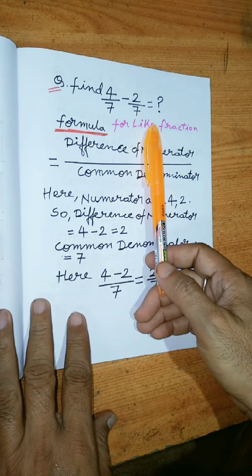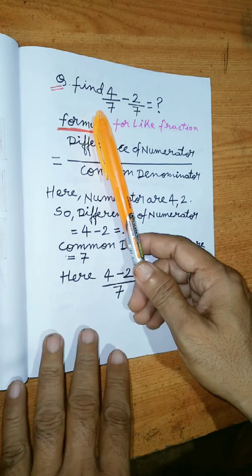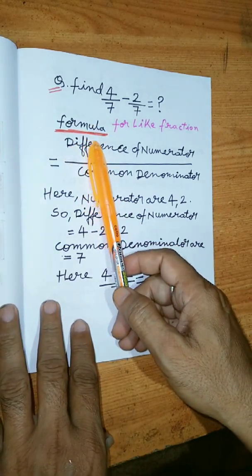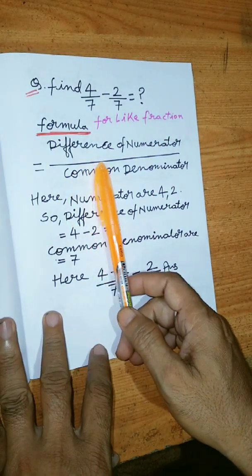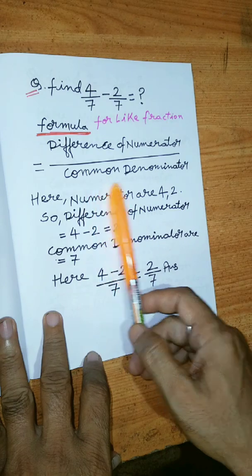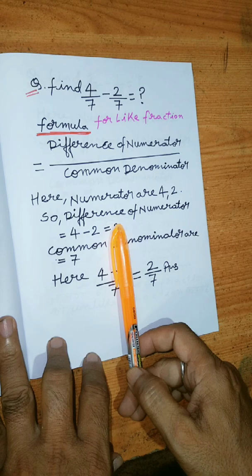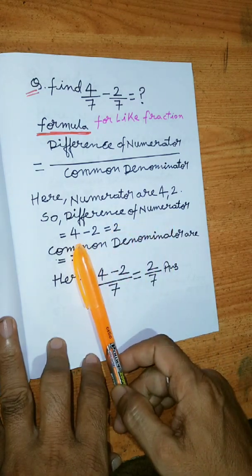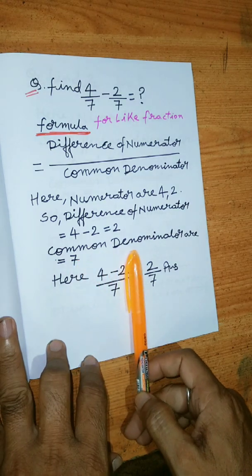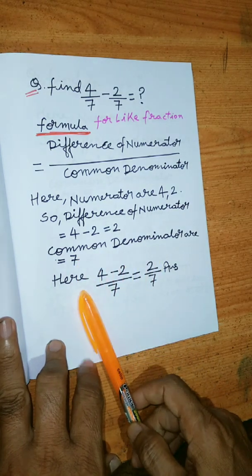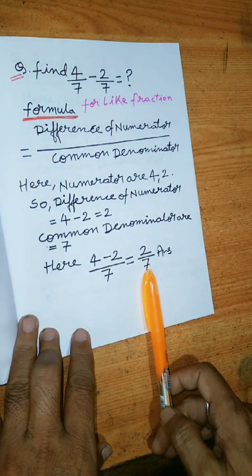How to find? The formula for like fractions is the difference of numerators over the common denominator. Here the numerators are 4 and 2, so the difference of numerators is 4 minus 2, which is equal to 2. Here the common denominator is 7. So 4 minus 2 by 7 is equal to 2 by 7. Answer.